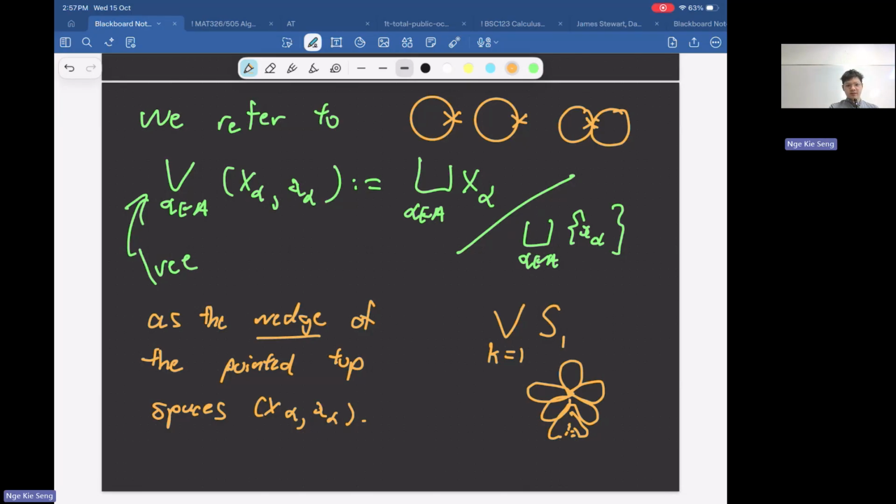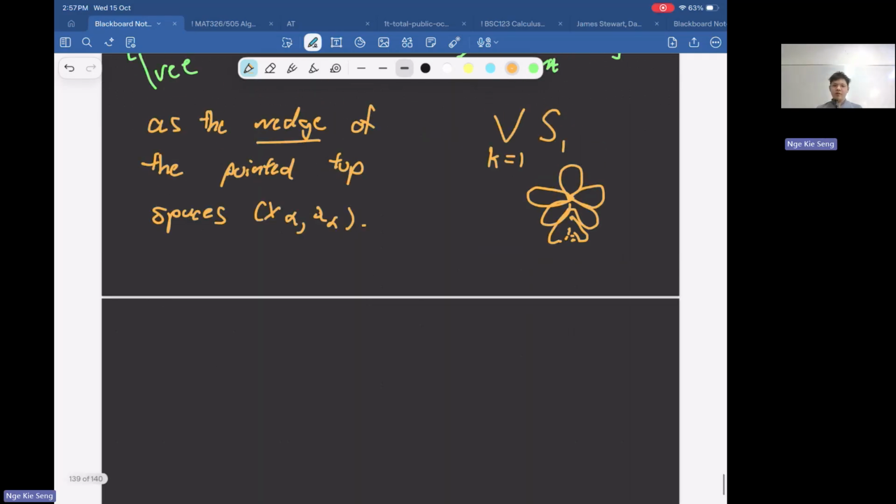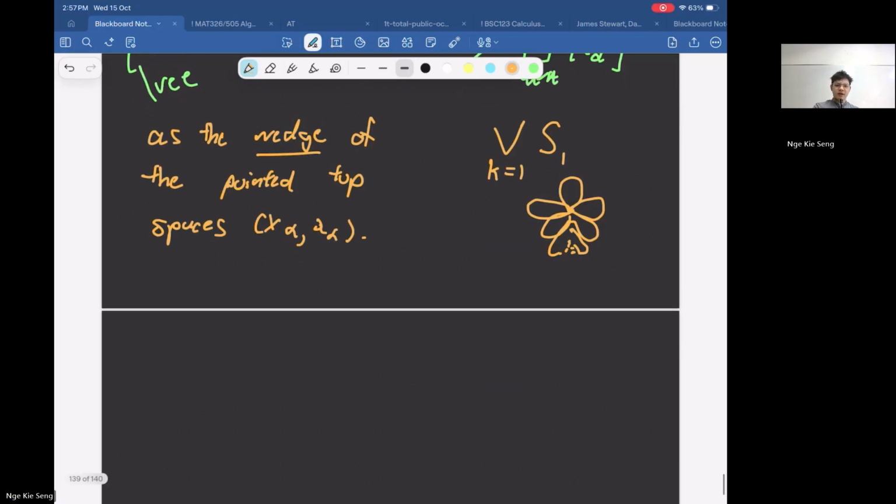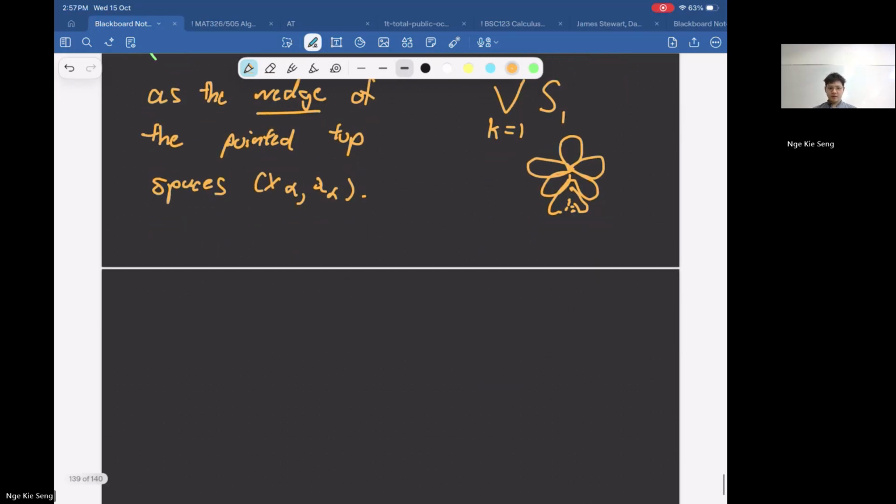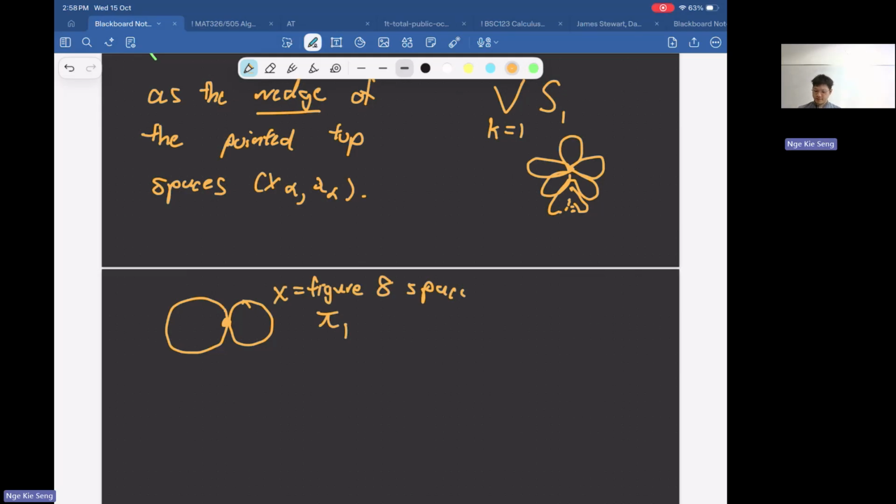How about we compute some interesting example first, and then we will prove something on this wedge. Let's just compute this wedge, the wedge of two circles here. What's the pi 1 of this? We call this a figure 8 space. Last time we saw this as a deformation retract of someone, right? We're going to use the Van Kampen theorem to prove it.